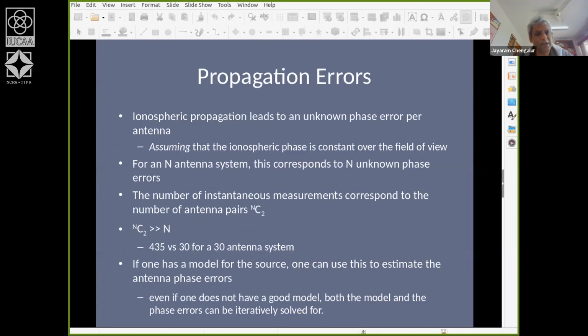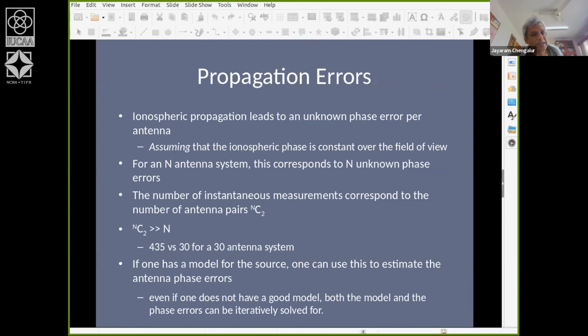It's a little bit like seeing in optical astronomy, right? Given the time, I won't go through all of this. Maybe I should just say this a little bit carefully. If you assume that the ionospheric phase error is a constant across the field of view, then for an N antenna system, you'll have one unknown phase error for every antenna, right? Every antenna, the ray which reaches that antenna has a phase error because of the propagation of that ray through the ionosphere.